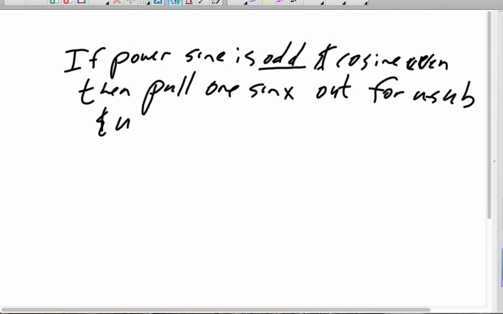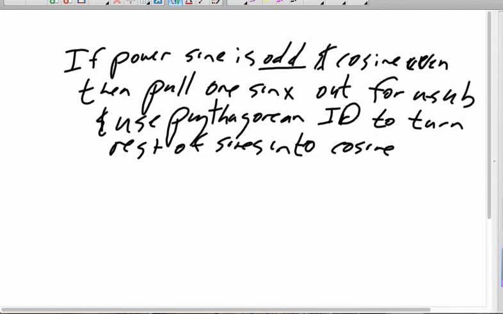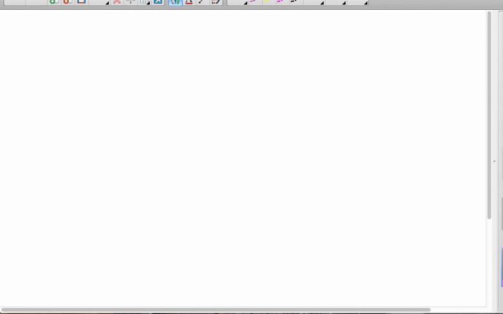And use the Pythagorean identities to turn the rest of the sines into cosines. And you distribute, and you've got a very nice little u sub problem that you can do. Okay. So that's actually kind of nice.